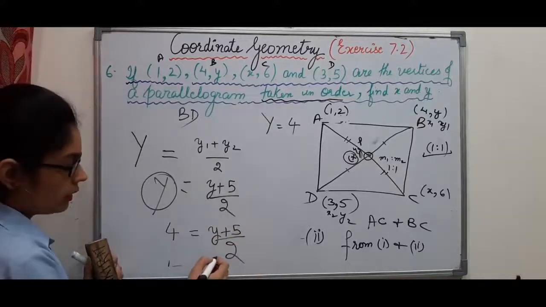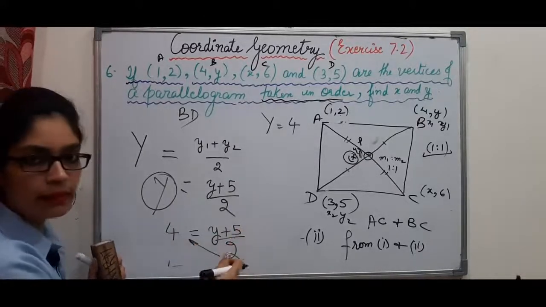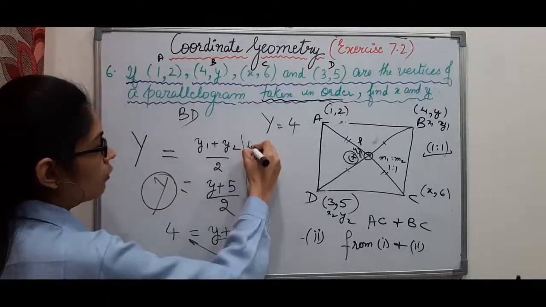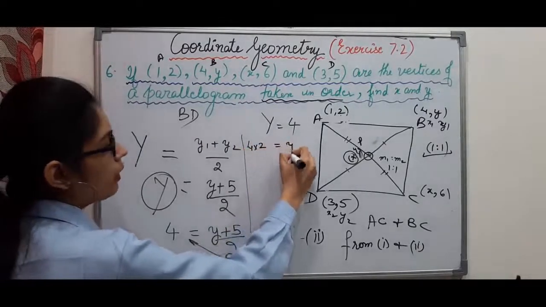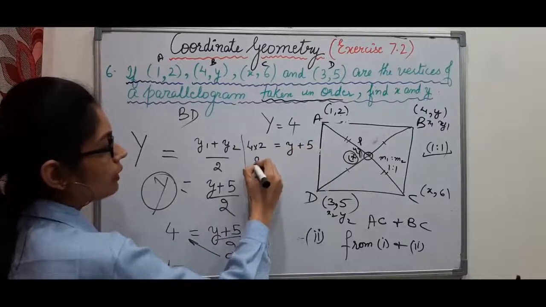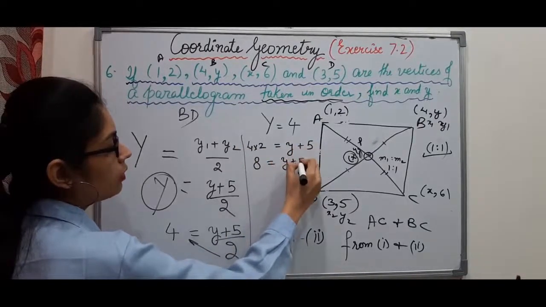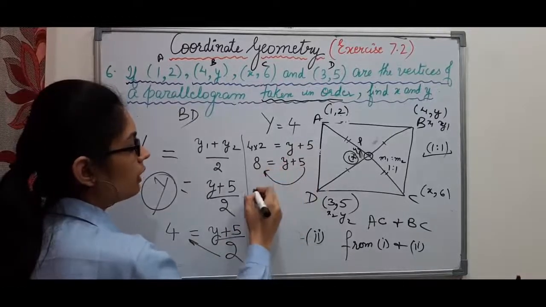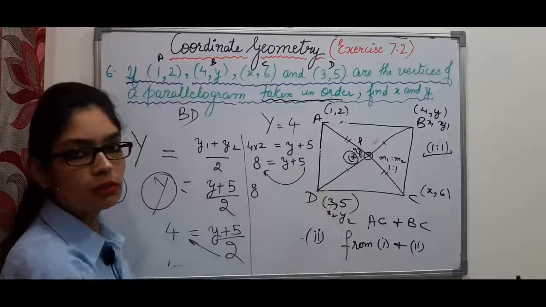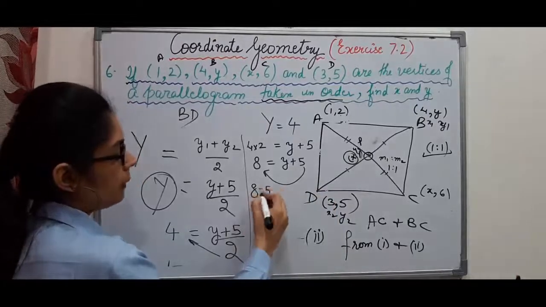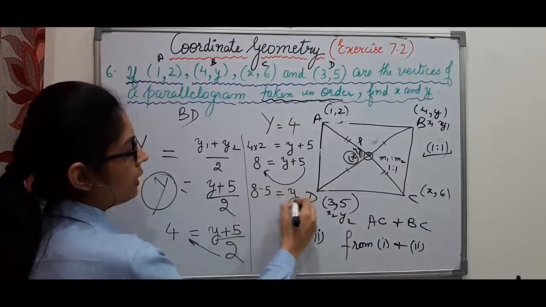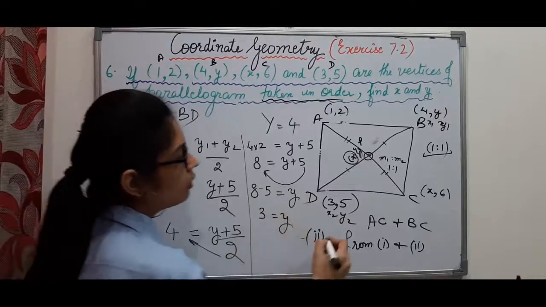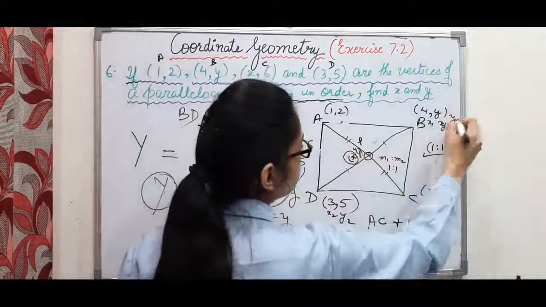So this 2 we can shift to the other side. It is getting divided this side, so on changing the side it will get multiplied. So 4 into 2 will be y plus 5. 4 into 2 is 8, equals y plus 5. So we need the value of y, that's why this 5 will shift to the other side. So plus 5, on changing the side, will change to minus 5. 8 minus 5 is 3. So y you got equal to 3. You can write it here.